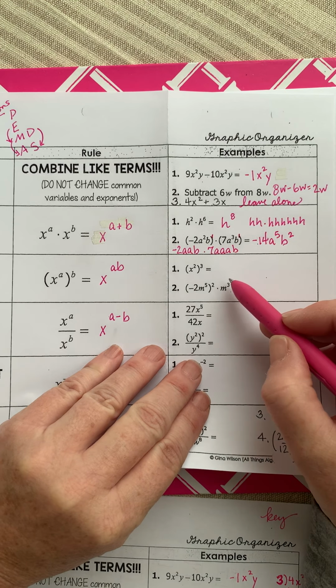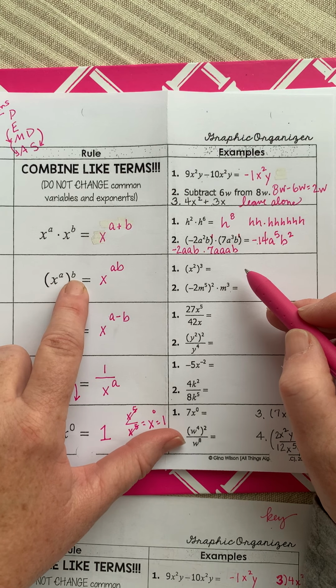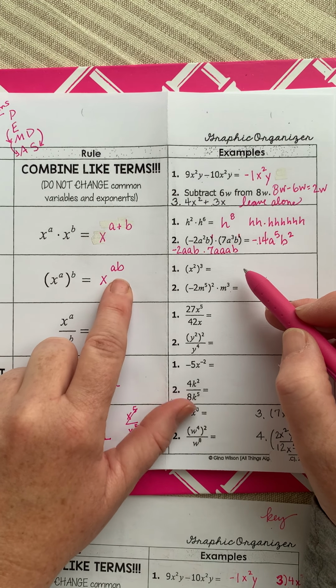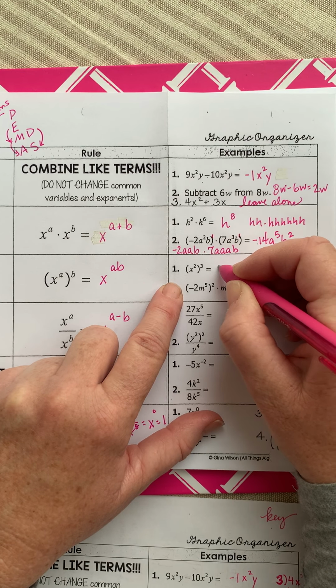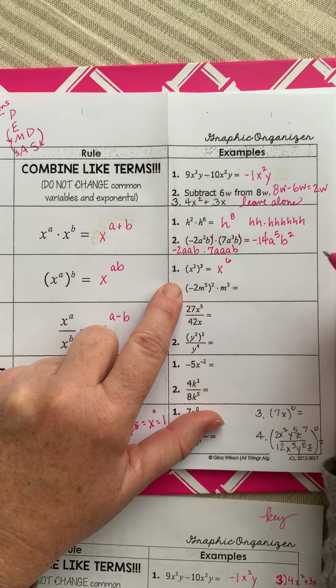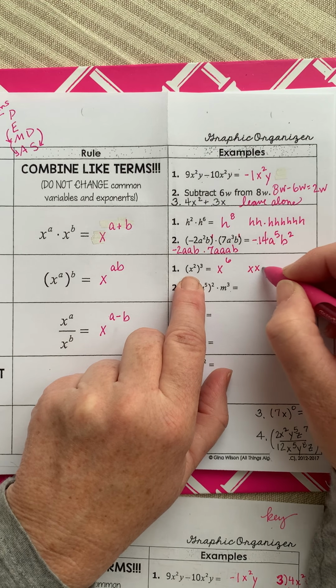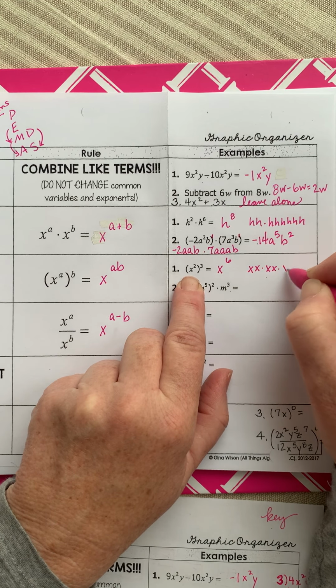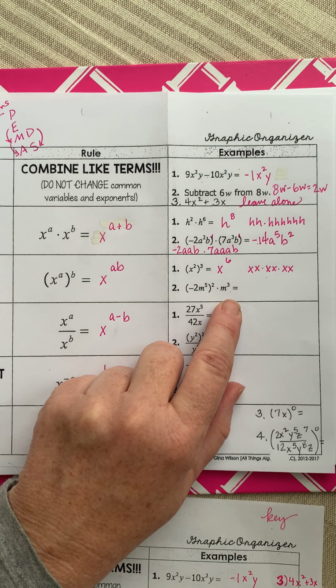Okay. Next rule, the power rule. When we are raising an exponent to an exponent, we multiply these together. So this is not going to be x to the 5th. This is going to be x to the 6th. And again, you can write this out. This is x squared, and I'm cubing it. So that means I have 3 of those. Okay, put that all together, and I'm back at x to the 6th.